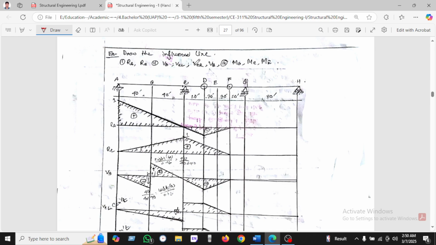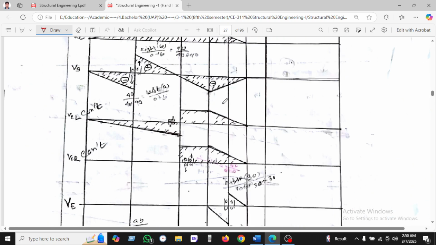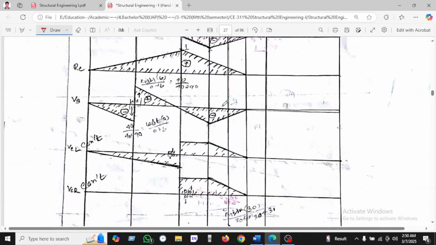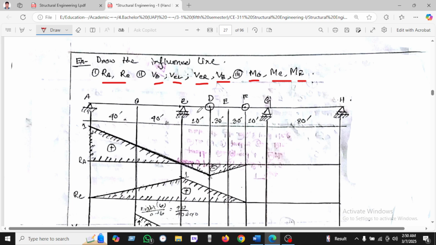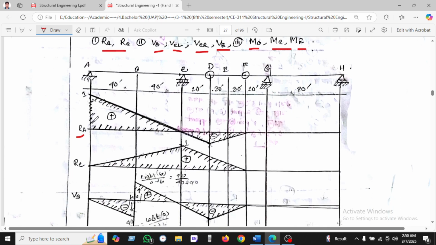Here, draw the moment influence line RA, RC, BL left, and B right, and BE, MB, MC, MEF. Okay, this must be the last example. Okay, so you've been seeing here RA, so we are taking RA, and this is the support, that's why it will be 0, so we are taking this way, and this is the internal hinge and this other.